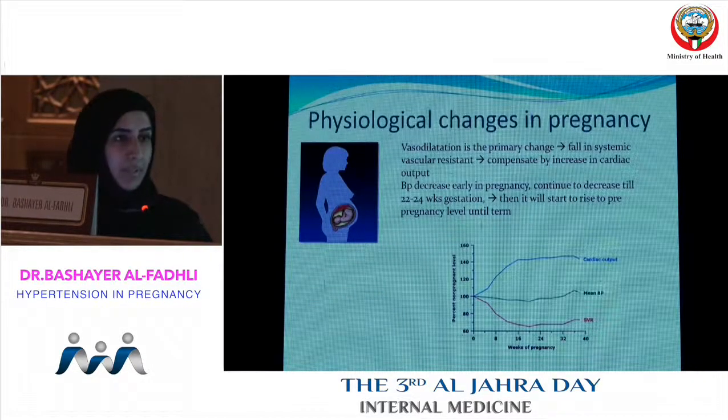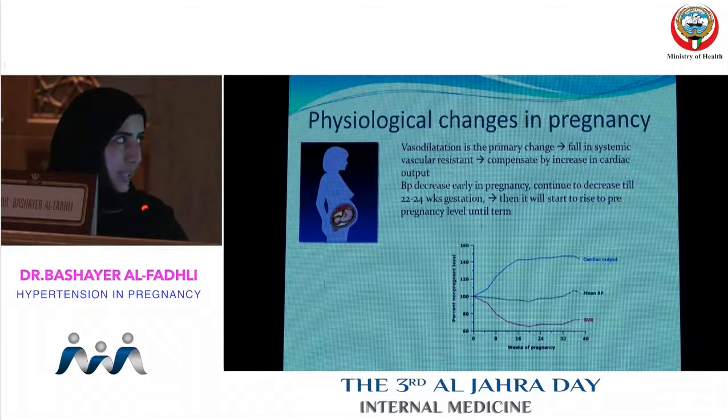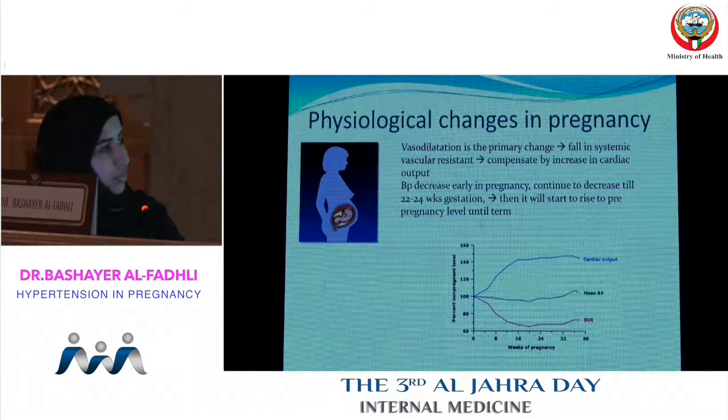Physiological changes: the primary change in pregnancy is vasodilation. There will be a fall in systemic vascular resistance, which will be compensated by an increase in cardiac output. So the blood pressure will decrease starting early in pregnancy till mid-pregnancy, around 22 or 24 weeks. Then it will start to rise again till it reaches its pre-pregnancy level before term.